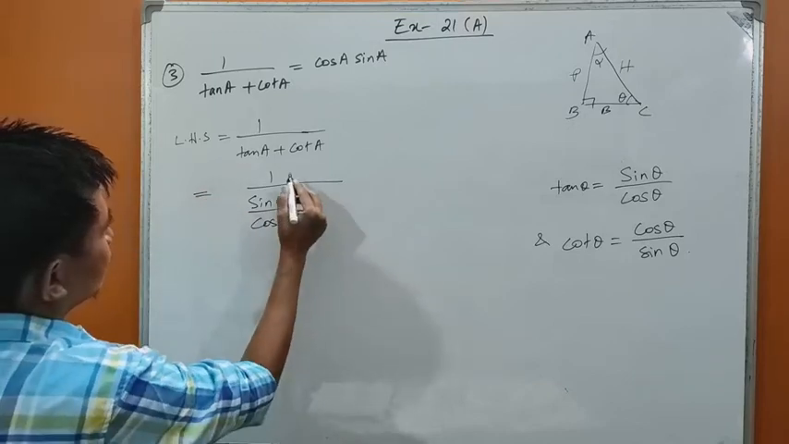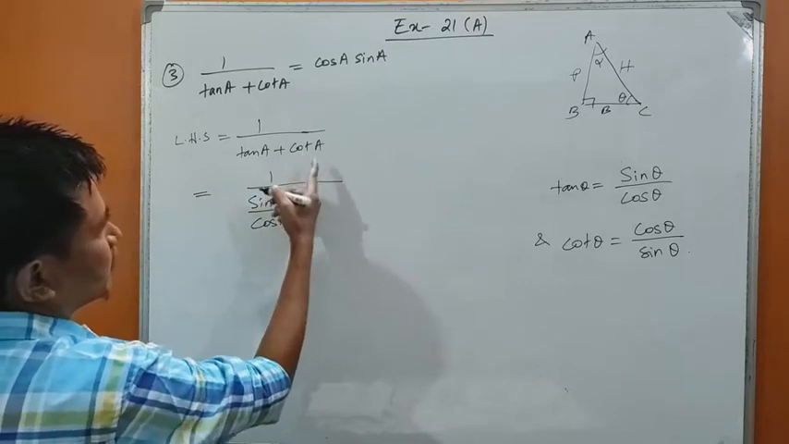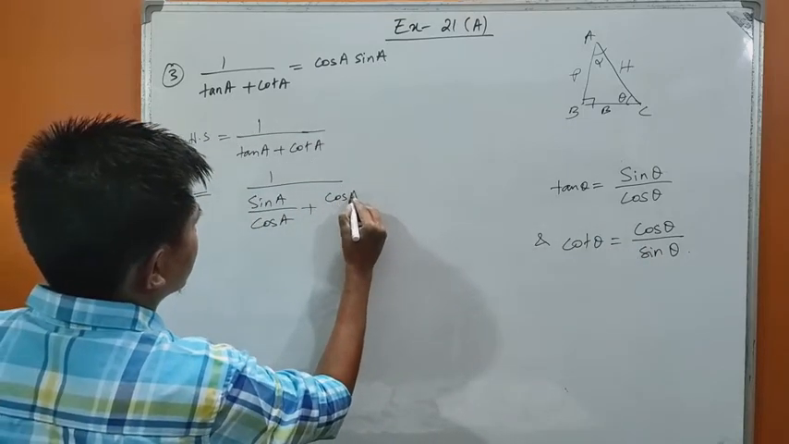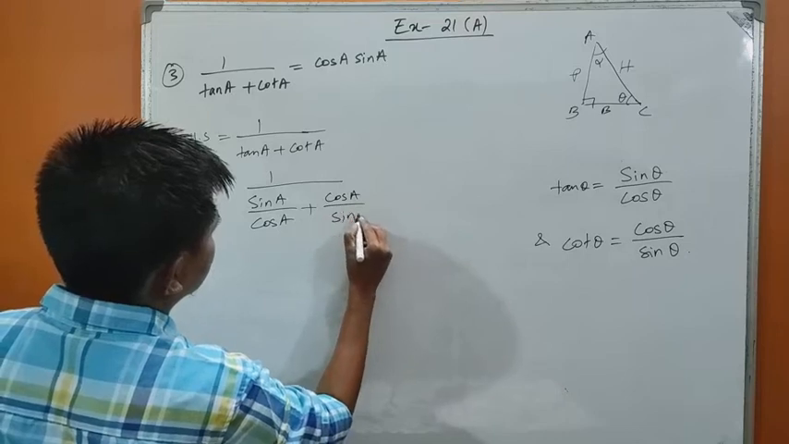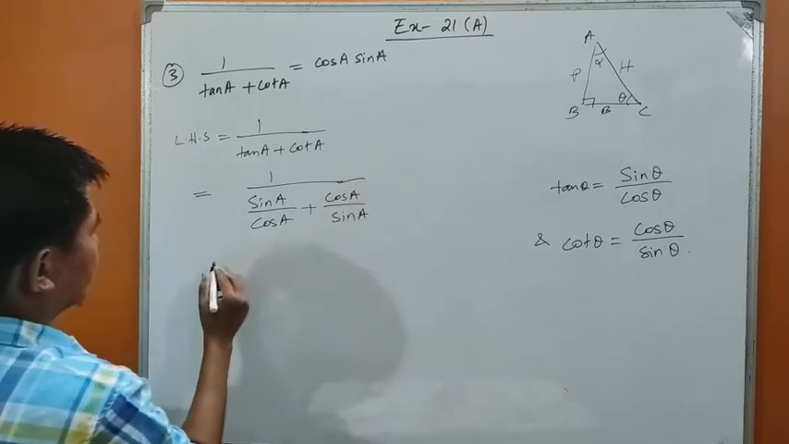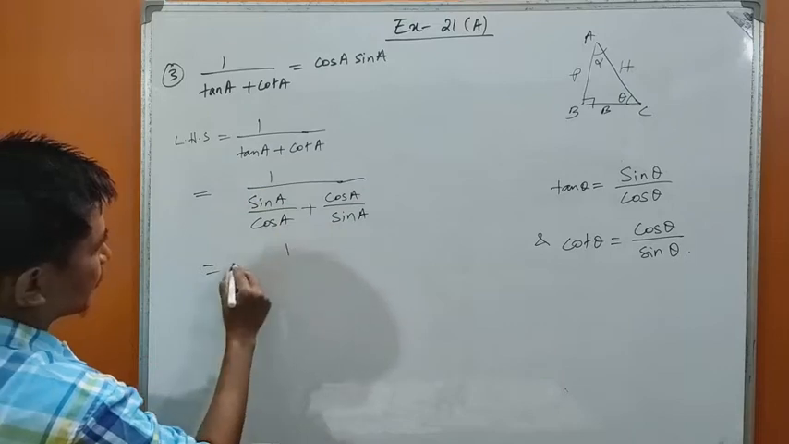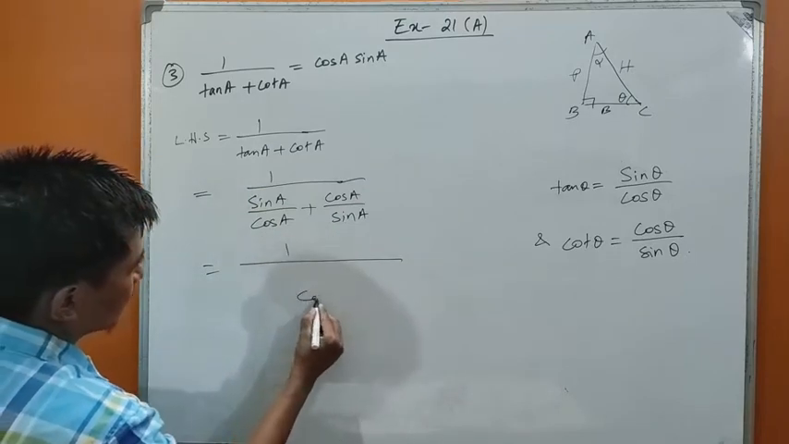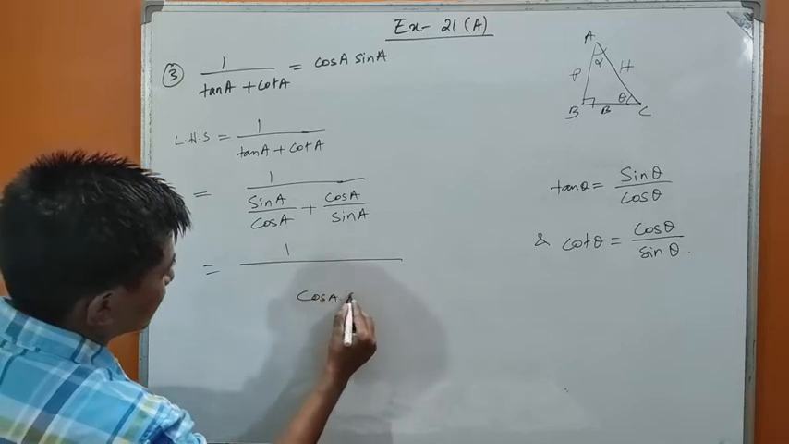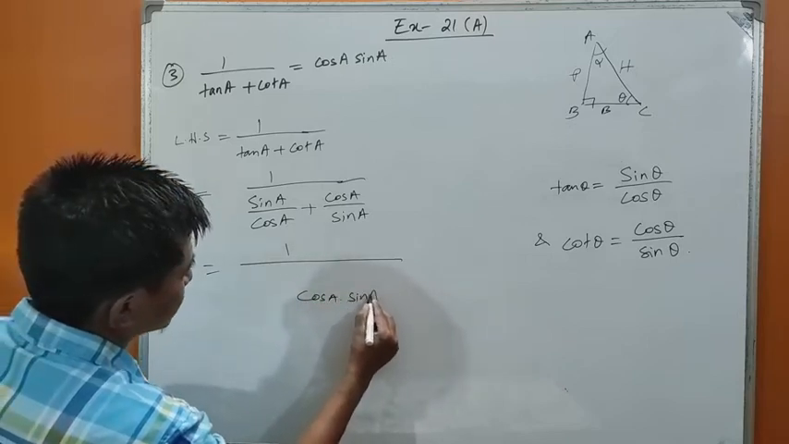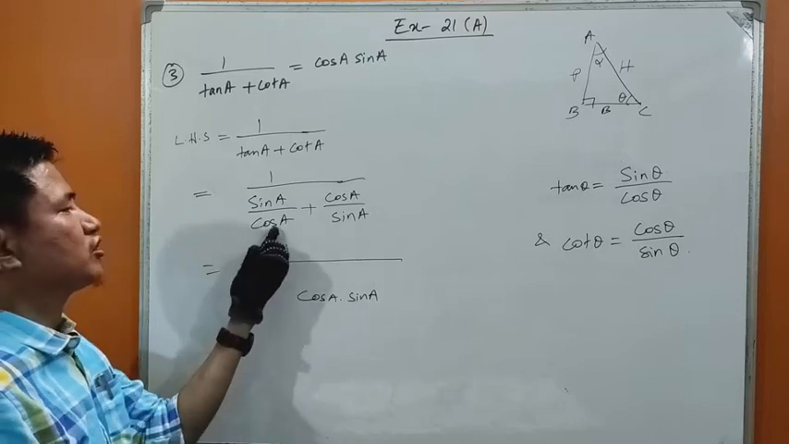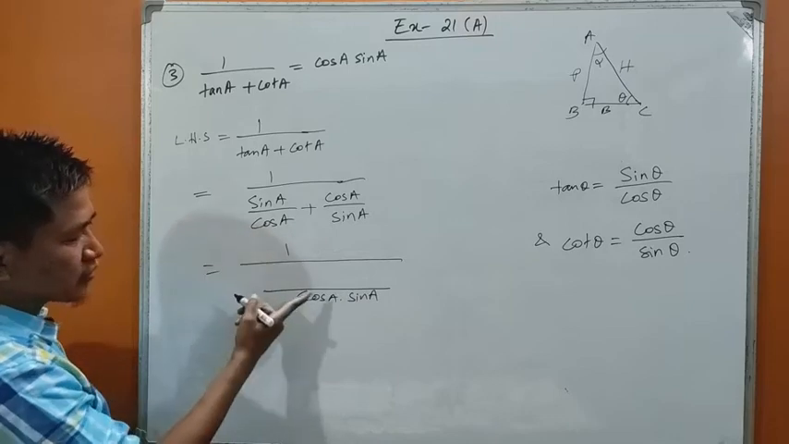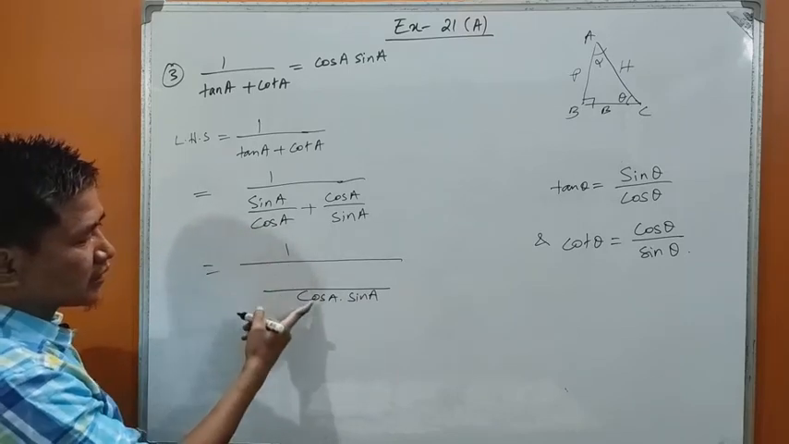So plus cot A means cos A upon sin A. Are you getting me? So we have 1 in the numerator, and let us take the LCM of cos A and sin A. So cos A and sin A remains in the denominator. The LCM of cos A and sin A is cos A into sin A.